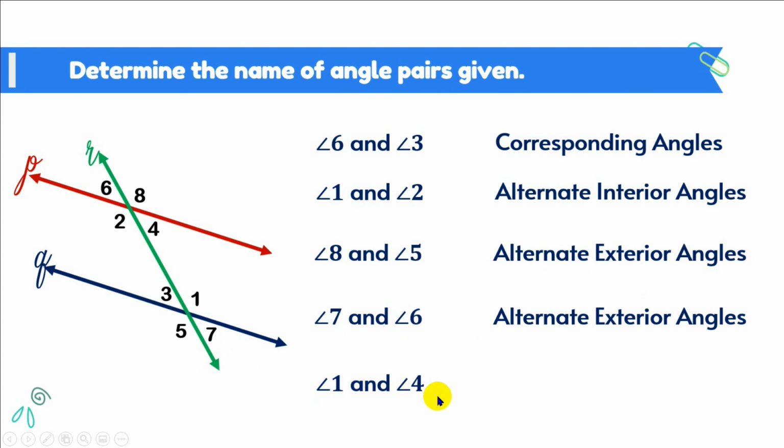Next, 1 and 4. So, angle 1 and angle 4 are both interior angles and they are on the same side of the transversal line. So, parehong interior, parehong nasa isang side. So, ang tawag natin dito ay ang same side interior angles.